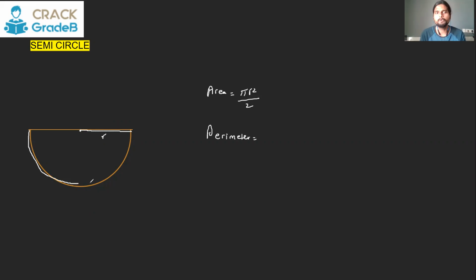of circle was 2 pi r. So semicircle's curved part will be half of it, which is pi r. But this is a closed figure, so we have to add these two as well. So pi r plus 2r. So perimeter of a closed semicircle is going to be pi r plus 2r. Perimeter or circumference means the same basically, but for a circular figure we use the word circumference.